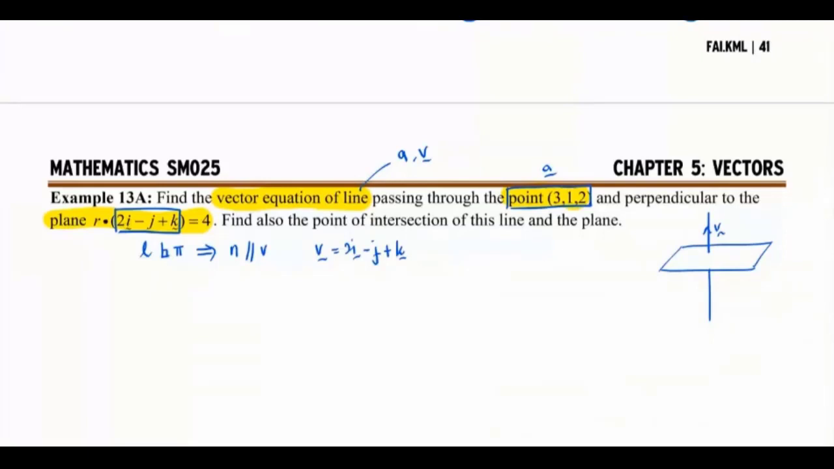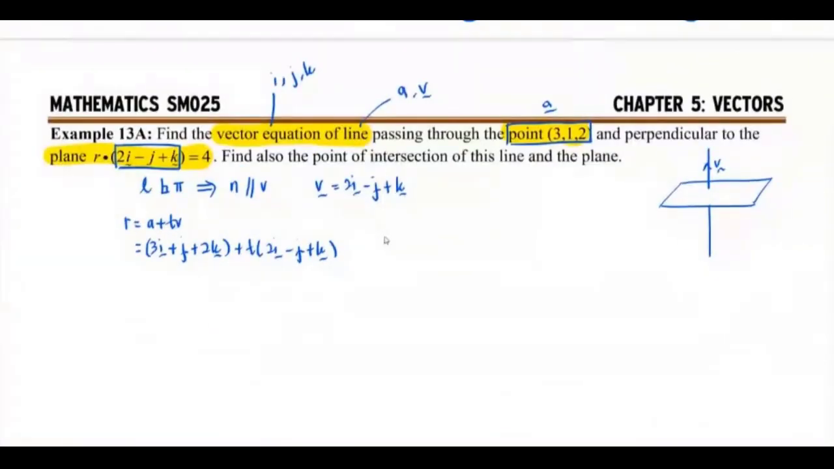So by vector equation of line, we have r equal to a plus tv. So we're gonna have 3i plus j plus 2k for the a, plus t times v, which is 2i minus j plus k. So the vector equation must be in terms of ijk. It cannot be in column matrix, it cannot be in coordinate form. It must be in the form of ijk, because that's why it's called a vector.